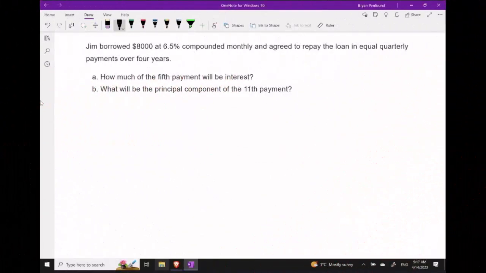Jim borrowed $8,000 at 6.5% compounded monthly and agreed to repay the loan in equal quarterly payments over the course of 4 years. What we'd like to do is try to figure out how much of the fifth payment is going to be interest and how much will be the principal part of the 11th payment.